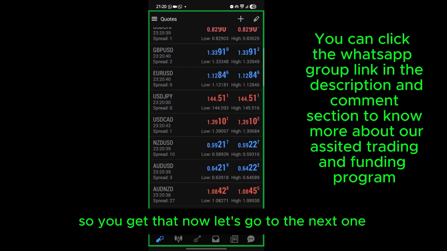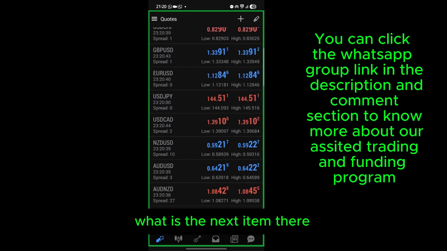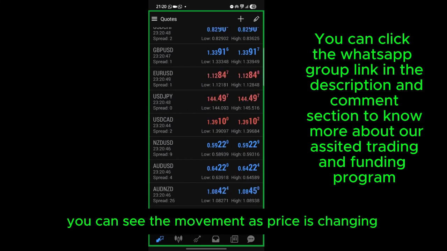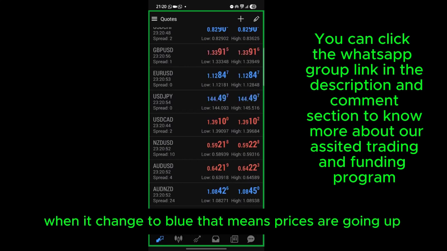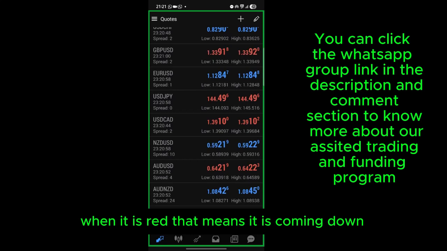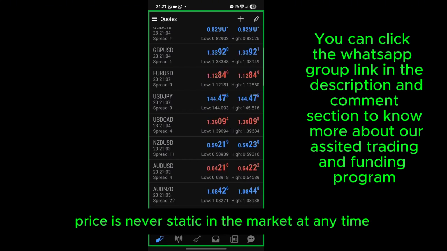Now let's go to the next one. What is the next item there? Let's go down. You can see the movement as price is changing. This is a live chart. You see the prices are changing, turning red, blue. When it changes to blue, that means prices are going up. When it is red, that means it is coming down. Price is never static in the market at any time.